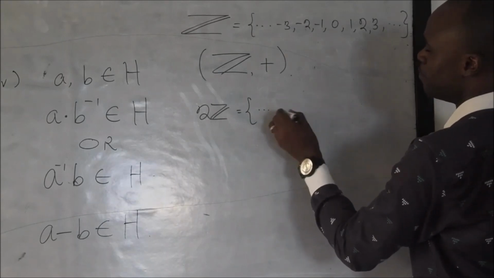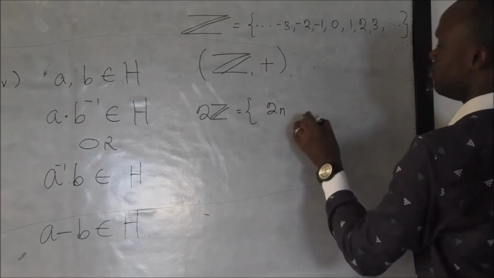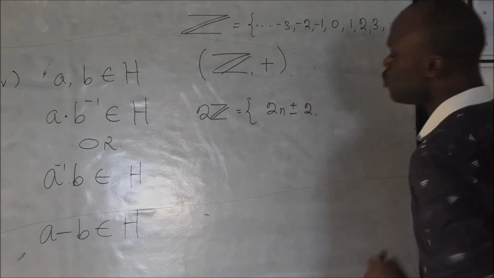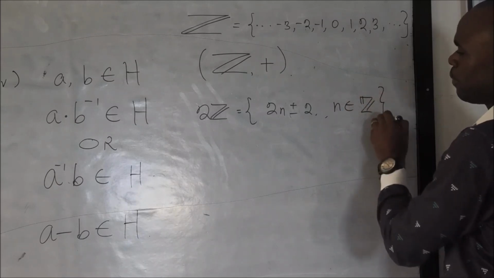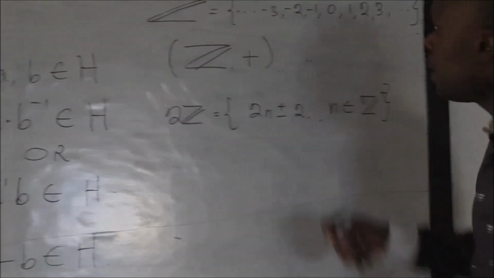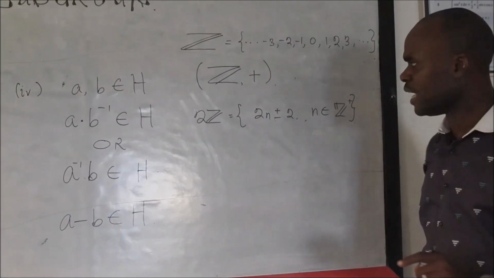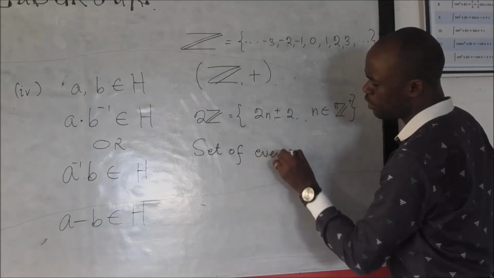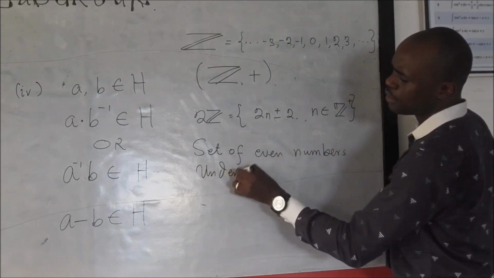They just call them even numbers. So let me put this: 2n plus or minus 2. So I'll be having even numbers, n being a positive integer. So take note of this. I have this and I have this as a subgroup. Now, this gives you an idea that the set of even numbers under addition.